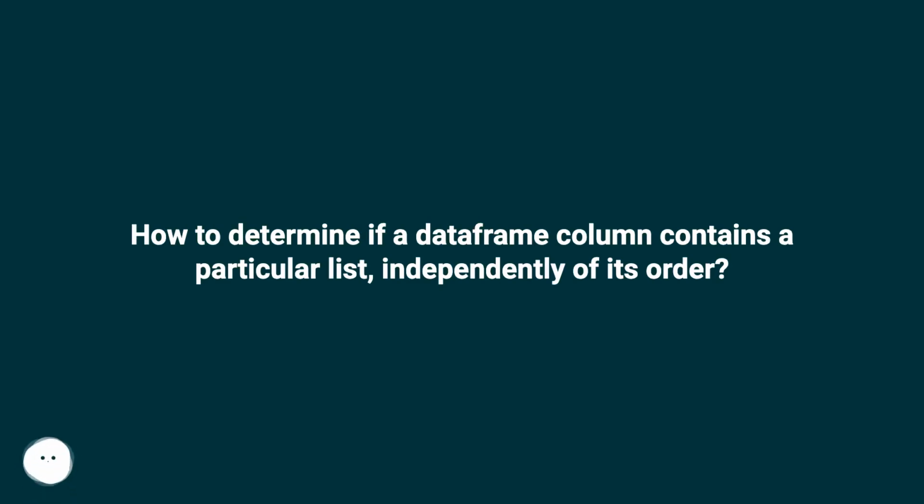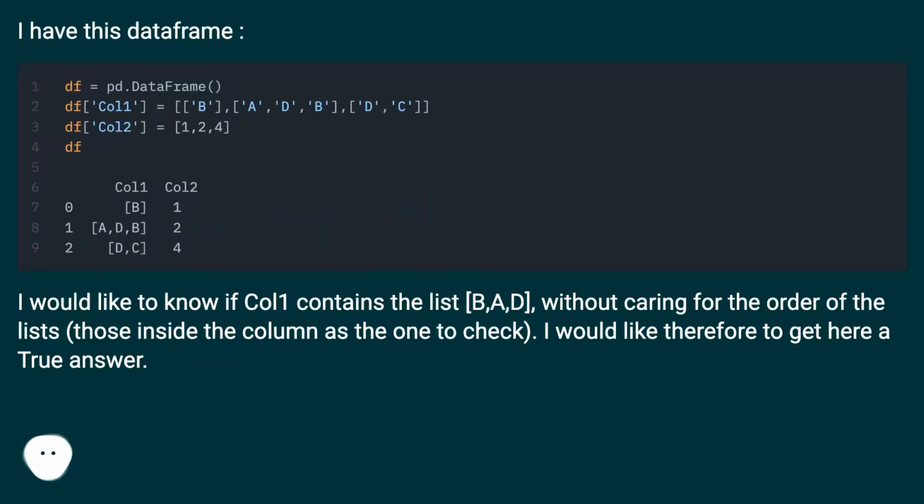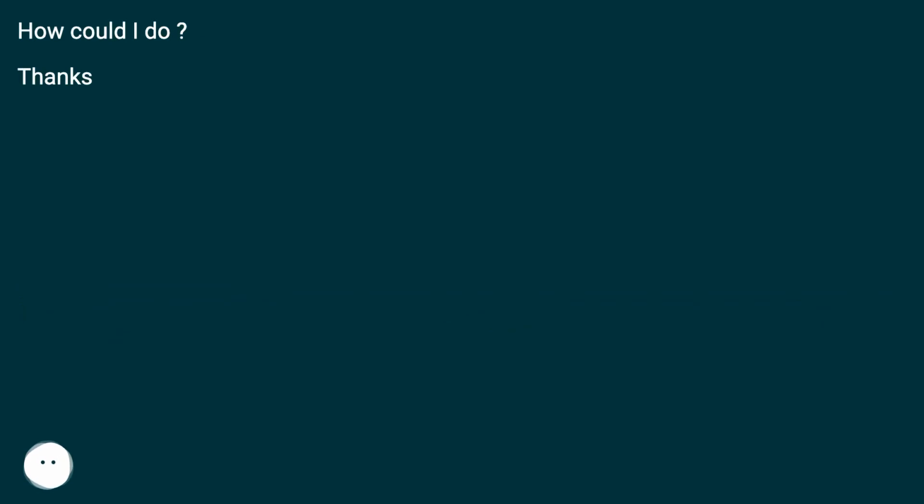How to determine if a dataframe column contains a particular list, independently of its order? I have this dataframe. I would like to know if col1 contains the list B, A, D, without caring for the order of the lists, those inside the column and the one to check. I would like therefore to get here a true answer. How could I do? Thanks.